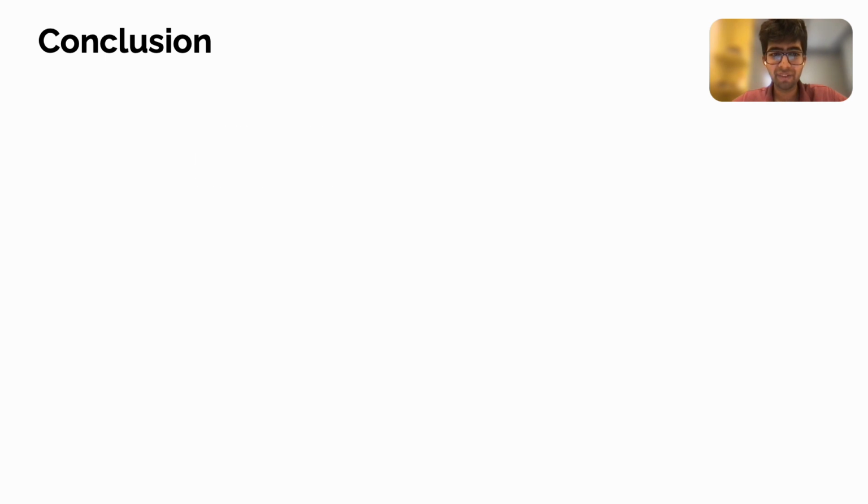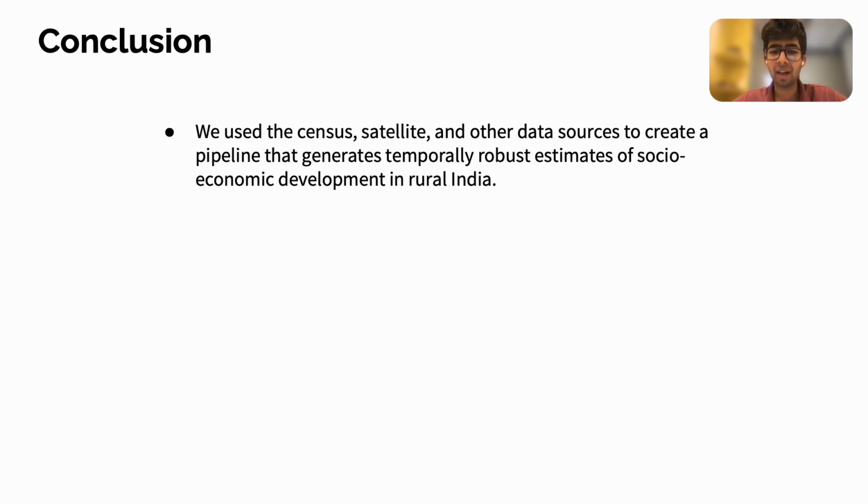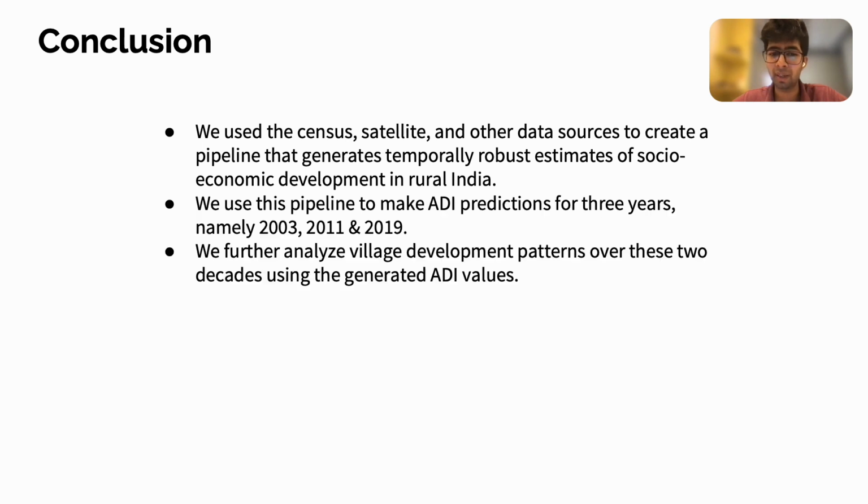So in conclusion, we use the census data, satellite data, and other data sources to create a pipeline that generates temporally robust estimates of socio-economic development in rural India. We use this pipeline to make the development estimates for 3 years, namely 2003, 11, and 2019. We further analyze village development patterns over 2 decades using the generated ADI values. Source code and the datasets are available for use by others.